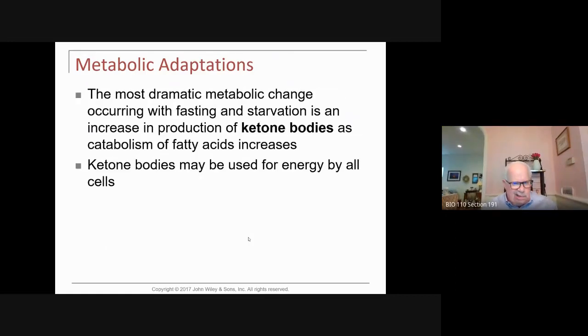When you fast and when you starve, you will break down fat. You will have lipolysis of your fat cells. And a byproduct of lipolysis is ketone bodies. And ketone bodies will appear as energy and broken down, and the byproduct will be in your urine. And you'll have ketone bodies in your urine, and your urine will smell basically like fruit or alcohol.